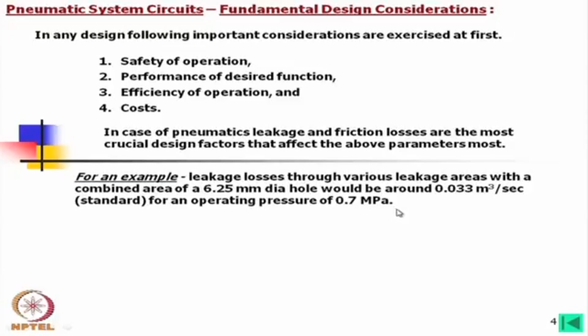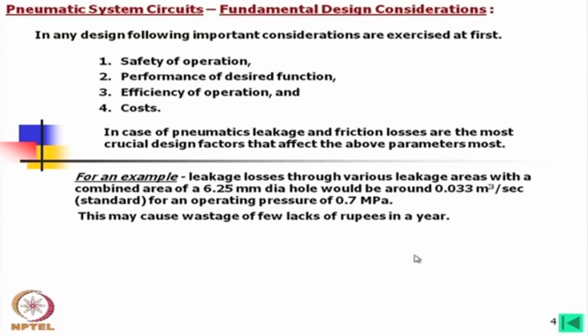That is 0.7, which means it is 100 psi. This may cause wastage of a few lakhs of rupees in a year, if we calculate for pressurizing air of that amount, and this is per second. So, if you consider the whole operating time for a plant, this may be a few lakhs of rupees in a year, but anyway we can minimize that, we cannot eliminate that.